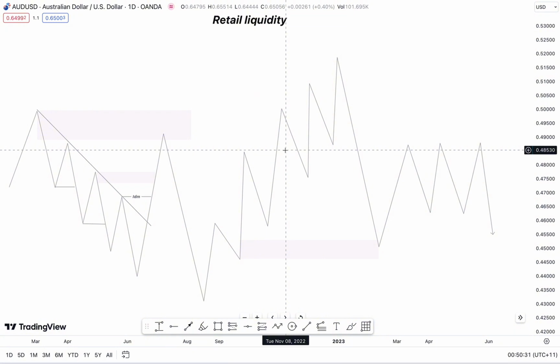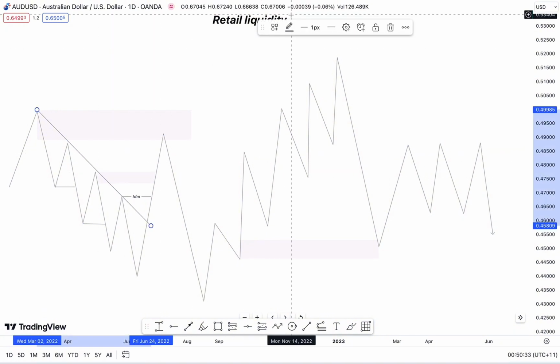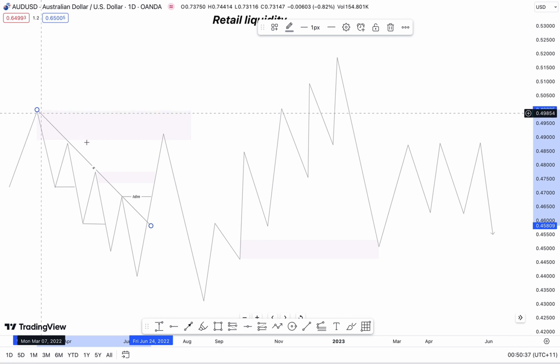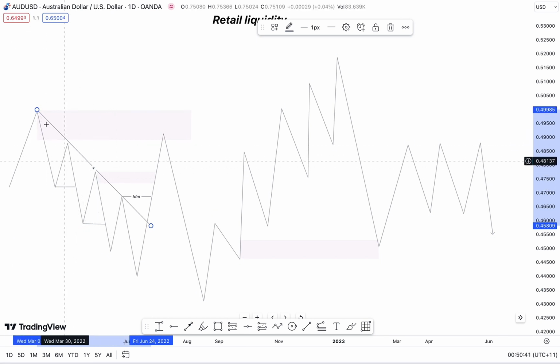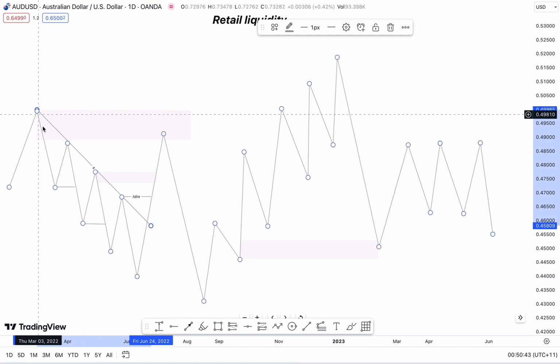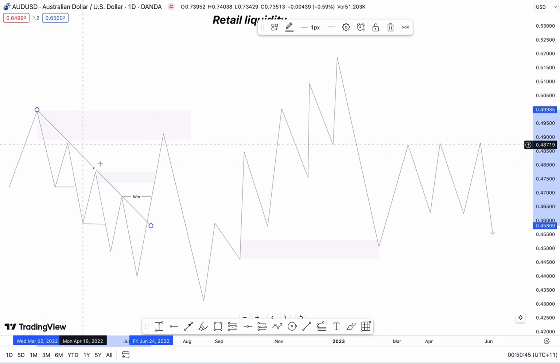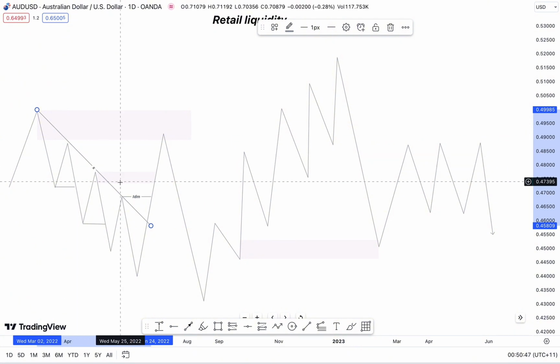So if you look at this level here, this is the level of liquidity. It means that sellers are putting their stop loss at this level, right? And what does the forex market need to move? It needs liquidity, it needs money. It needs money to move.